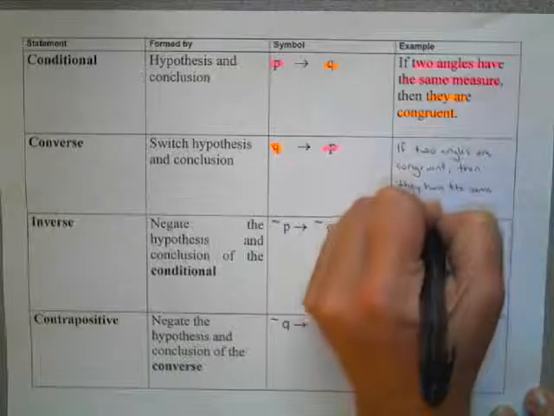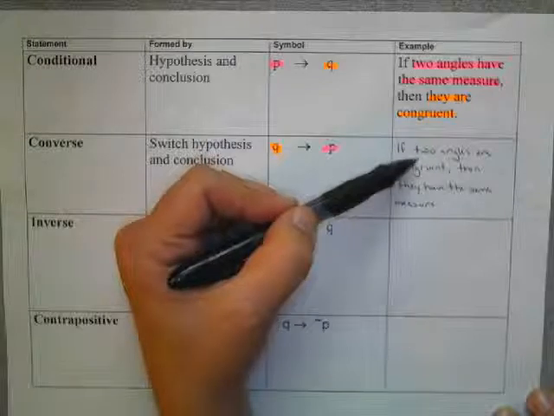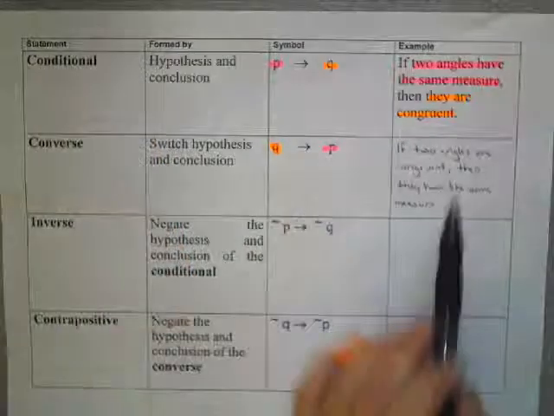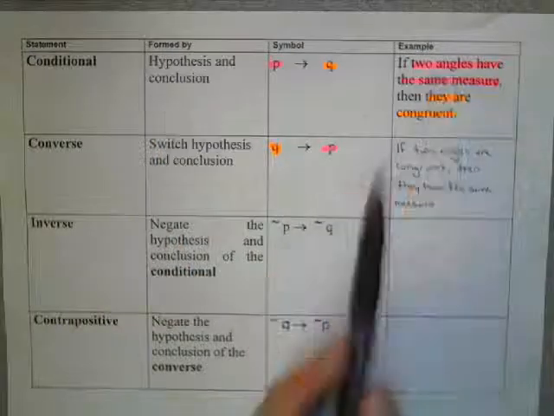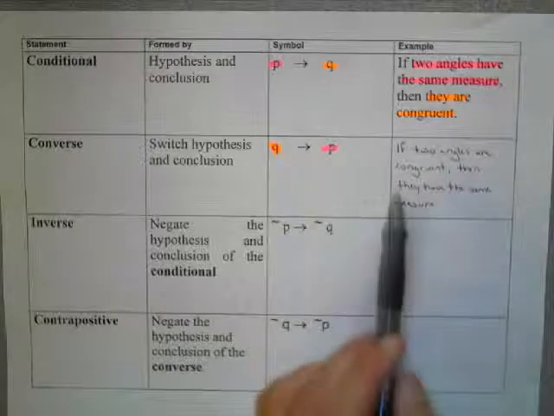The reason that we said instead of if they are congruent, we like to, in a sentence, grammatically, you want to start out with what you're talking about. So if you say they, people don't know what you're talking about. So we just kind of left the two angles part there. So if two angles are congruent, then they have the same measure, which is true.